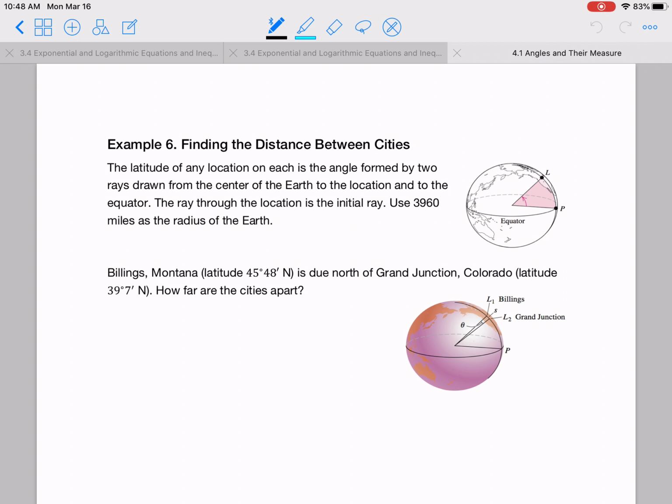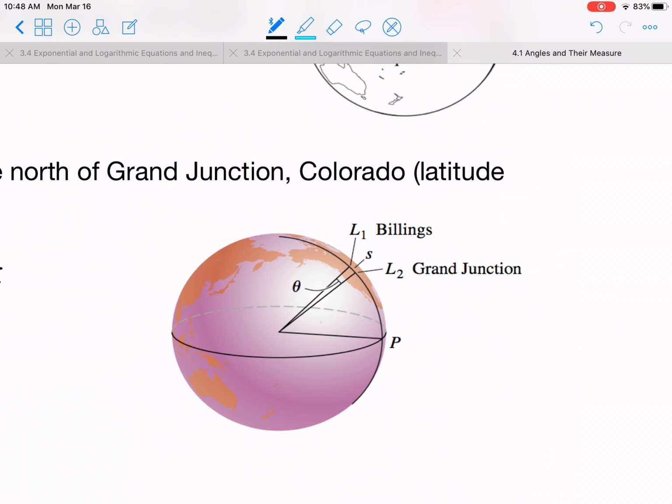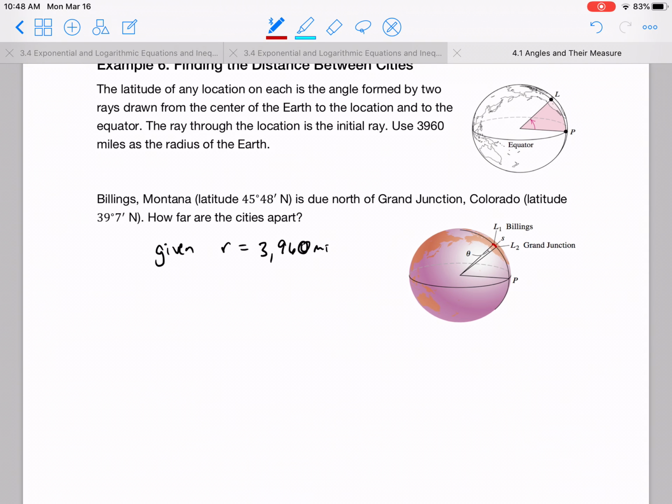So remember, we are given that the radius of this circle that we're working on is 3,960 miles. Okay, so that's a given. That's given to us in the first part. And so we're looking over here at this little part of a circle, and we're going to try and find that little section of it right there. Okay, maybe do it in red. That little arc length right there. Okay, so let's get back to it here.